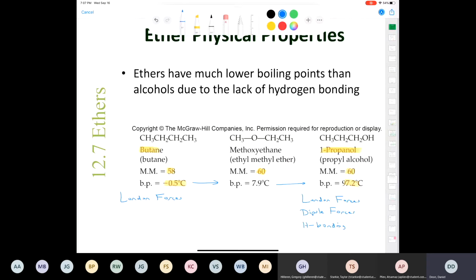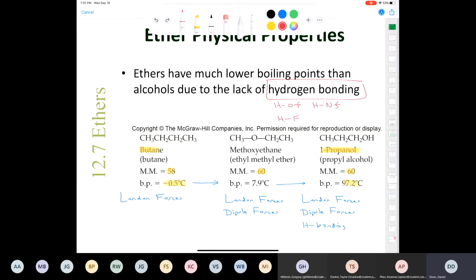And the reason why is because the ether, of course, experiences London forces, but it also has dipole forces. It does not have hydrogen bonding by itself, right? Because again, in order for hydrogen bonding to occur, a molecule has to have a bond between hydrogen and oxygen, a bond between hydrogen and nitrogen, or a bond between hydrogen and fluorine. And I don't see any bonds between this oxygen and a hydrogen, a nitrogen, or a fluorine. Okay, and so that is why it's in between.